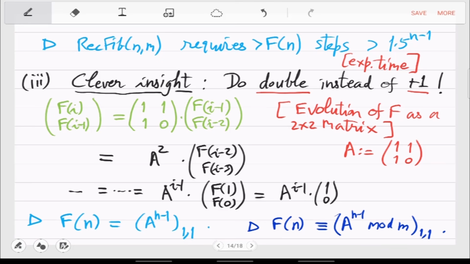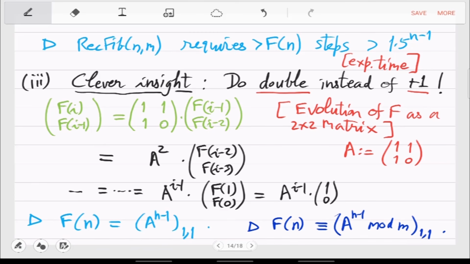The even smarter ones amongst you will see that what you have to do is write n minus 1 in binary. So it's a sum of powers of 2. And then only those powers you have to calculate. So 7 you have to write as 1 plus 2 plus 4. And so you get A, then you square it, and then you multiply those. So 1 plus 2 plus 4 will give you 7. So that's how it is done.